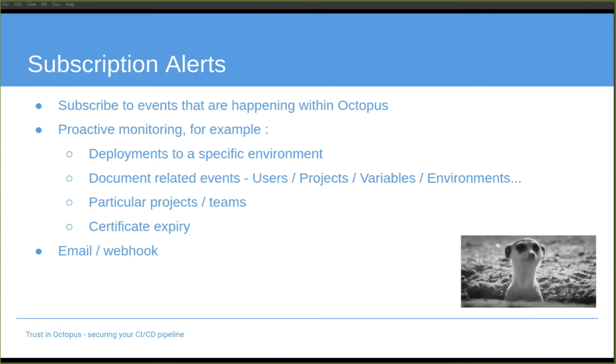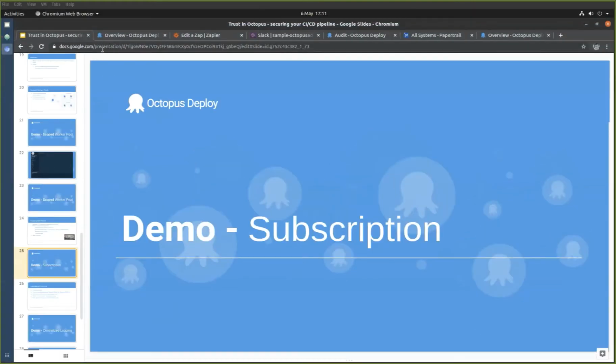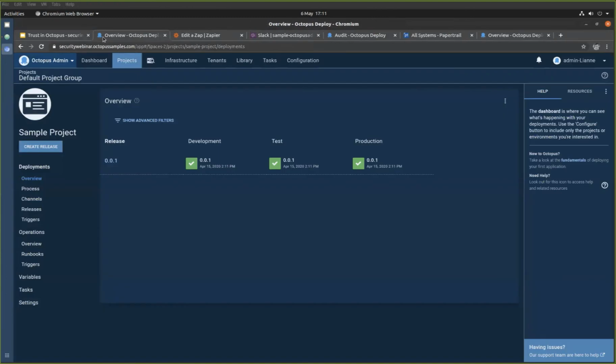So those endpoints could be maybe an Azure function or the equivalent in AWS, a Lambda function, or it might be a workflow system like Zapier. So what we've got here is an example of using Zapier. First of all, let's take a look at how we configure that subscription within Octopus.